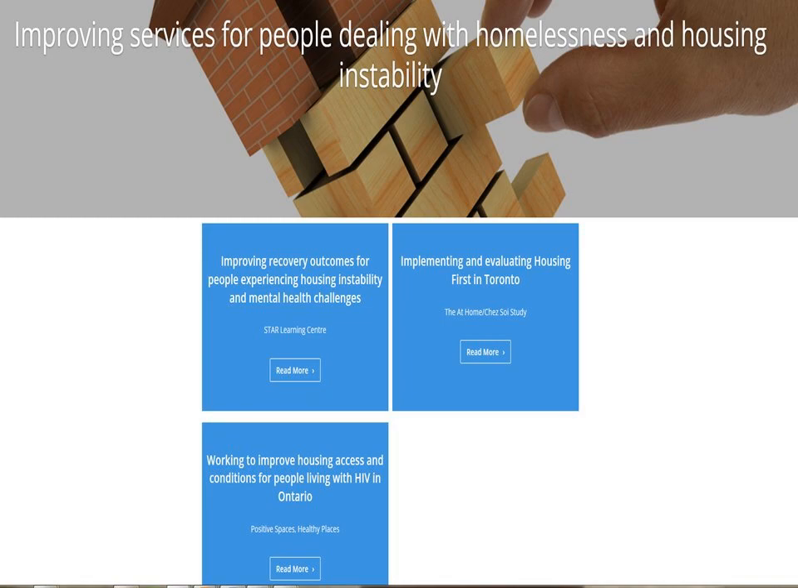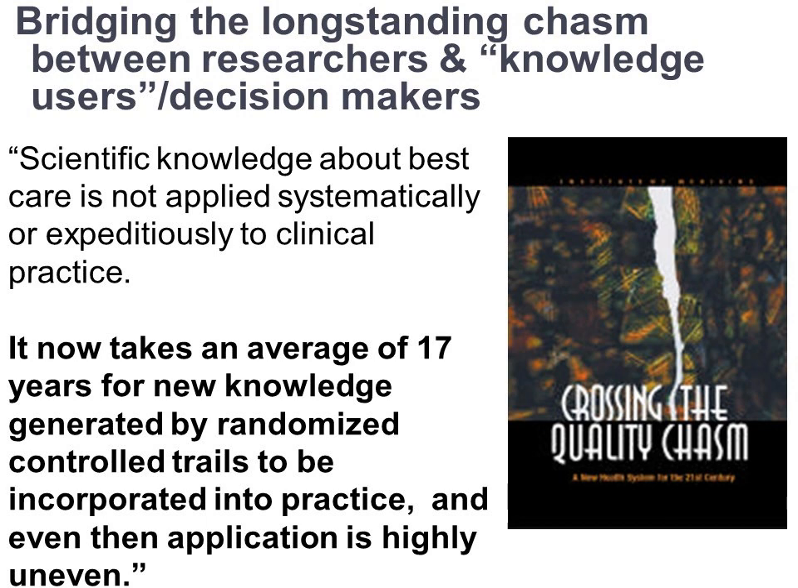For example, here we have improving services for people dealing with homelessness and housing instability. So we've got these projects here, and these are research projects. Everything we do is research, but our goal is to make sure that that research has impact. And the idea is to make sure that the research has impact right away, not the average time. So many of you may be familiar with the Institute of Medicine report that suggests that it takes a long time for knowledge, on average, to have an impact.